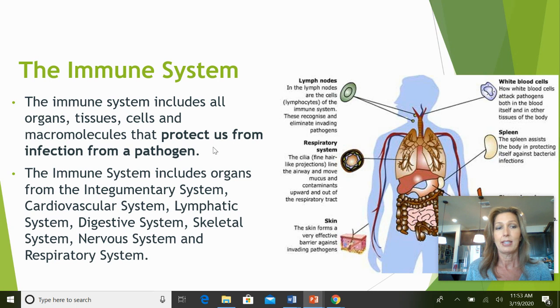So we've got this system that really isn't a fully connected system. A lot of times when we think of a body system, we think of the digestive system and everything is connected, or the skeletal system and everything's connected. But actually, the immune system is a whole bunch of organs and tissues and cells and macromolecules produced by a whole bunch of different systems that all work together to protect us from these invaders from the outside world that could actually hurt us.